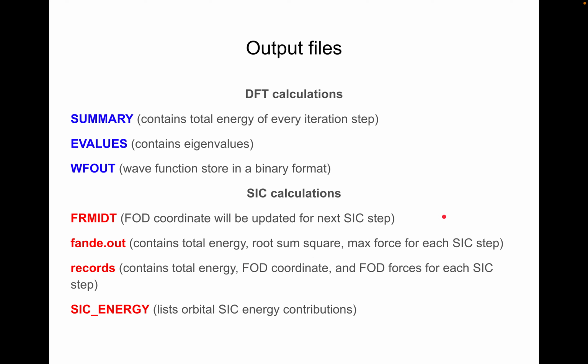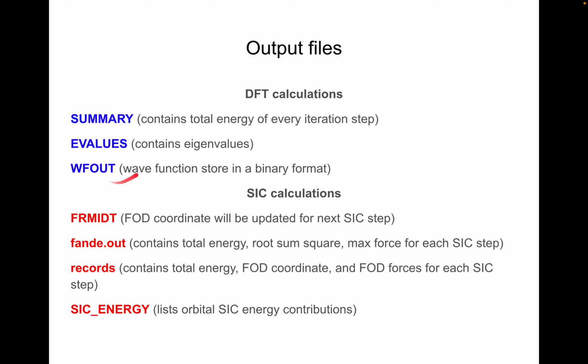Once you perform your calculation, the code will generate many files. At first it might be intimidating to new users, but it shouldn't be, because new users can focus on looking at a few output files. The summary file contains the total energy of every iteration step. And the e-value file contains the eigenvalues of your calculation. WF-out is a binary file where the wave function of your calculation gets stored. And you need this file for the typical optimization calculation.